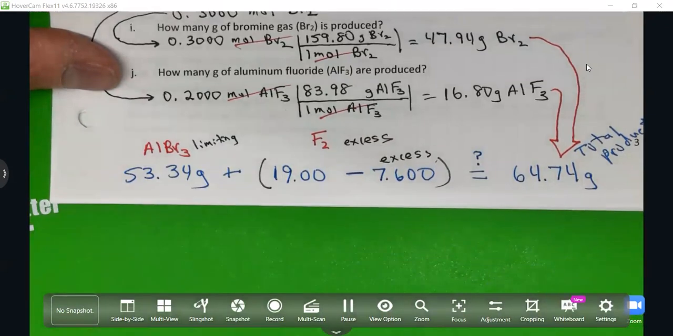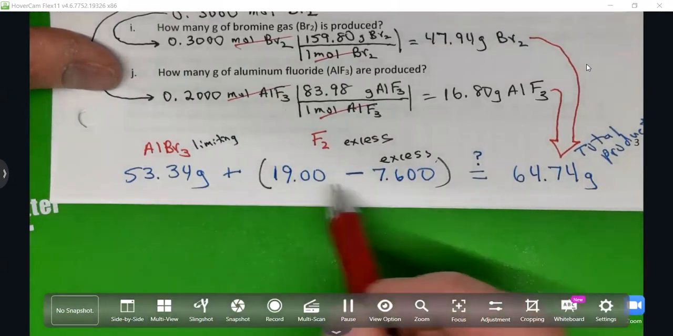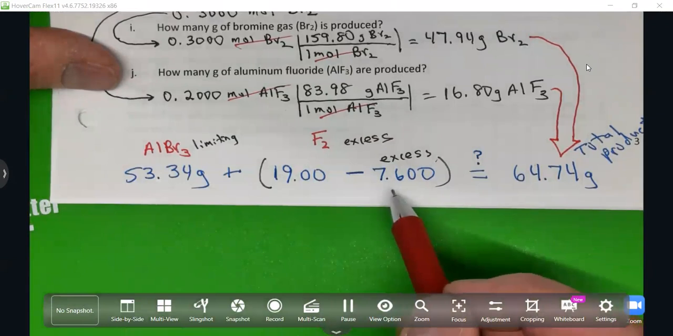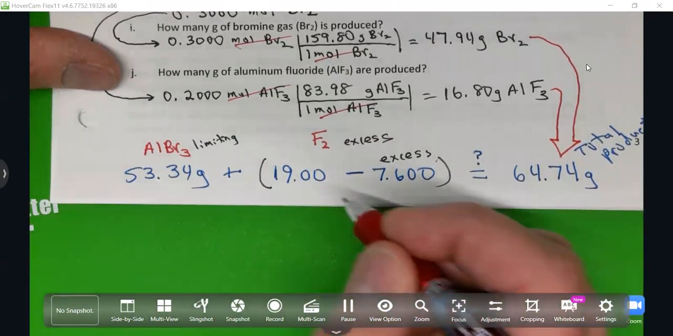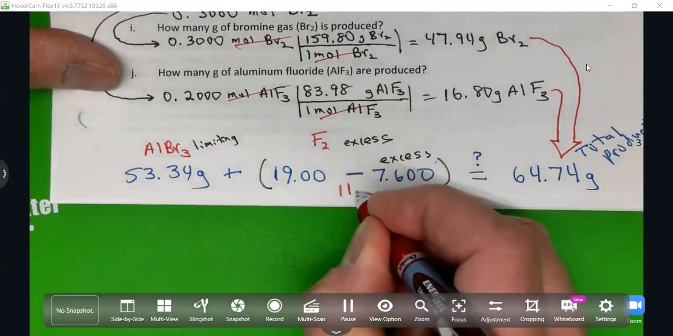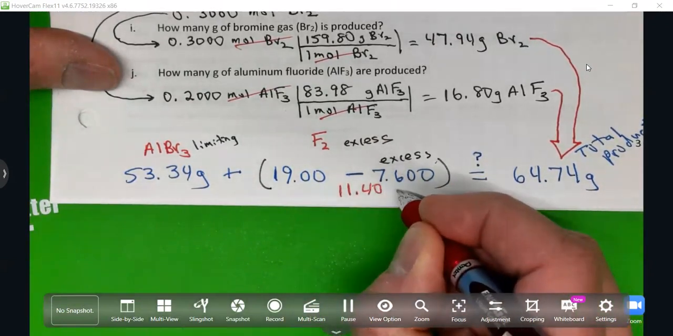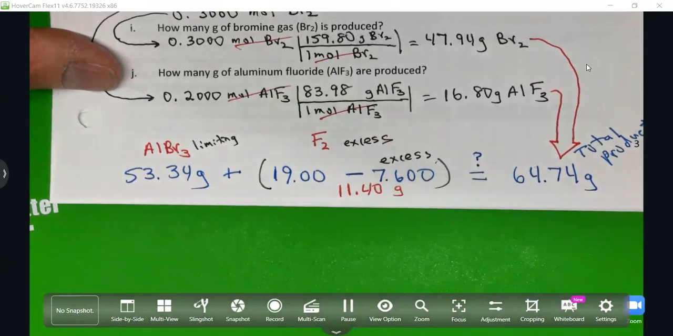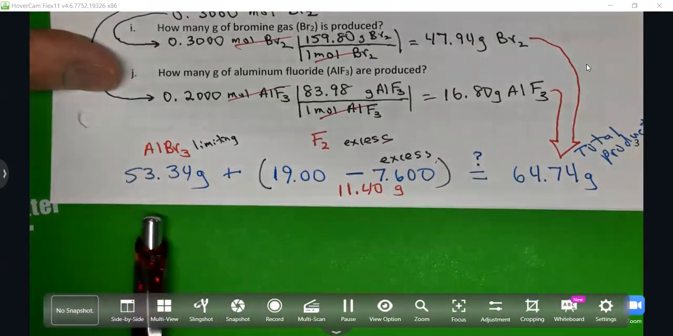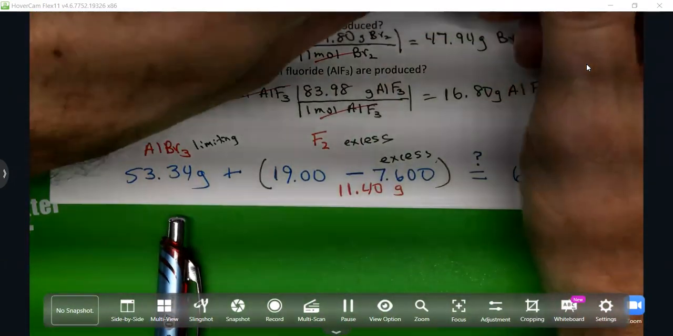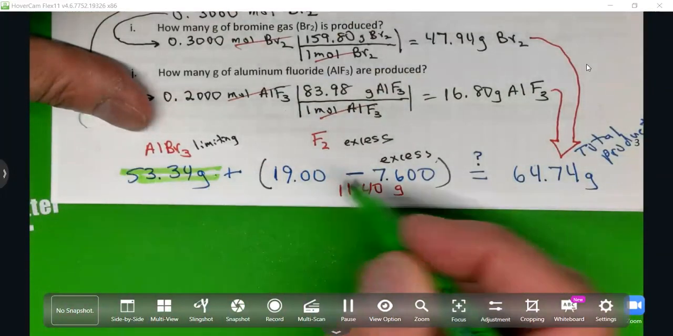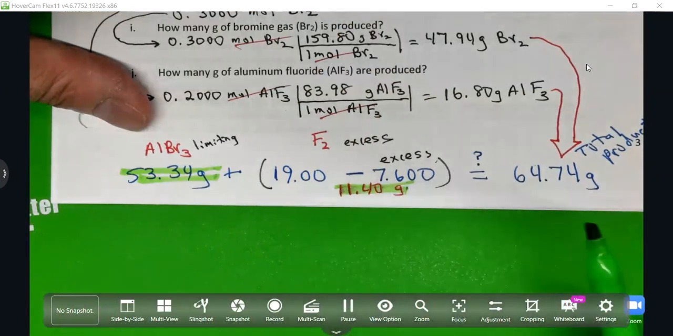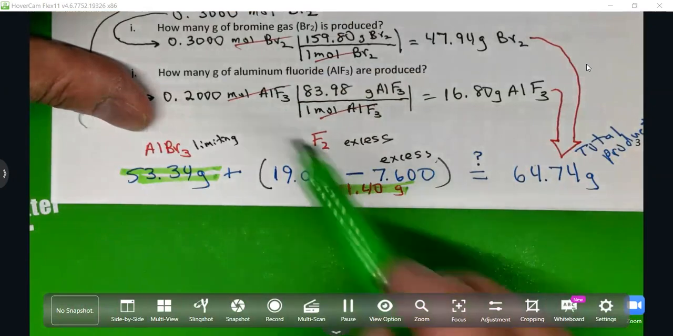That means how many grams reacted out of the 19 that you had, because we had 7.6 left over. If we just subtract this, then we know that 11.40 grams reacted. What do we get when we add these two up? 64.74 grams, right? Which is what it should.